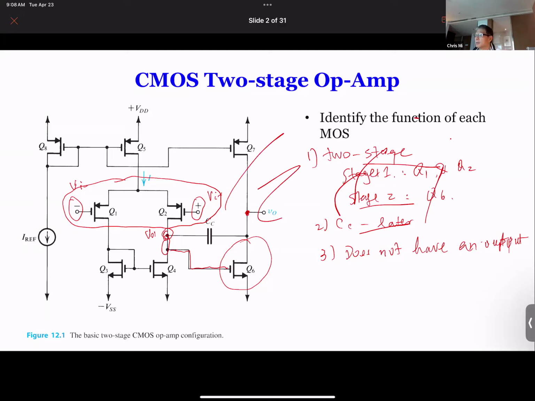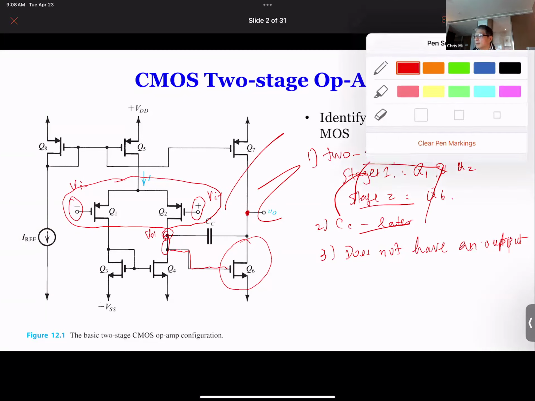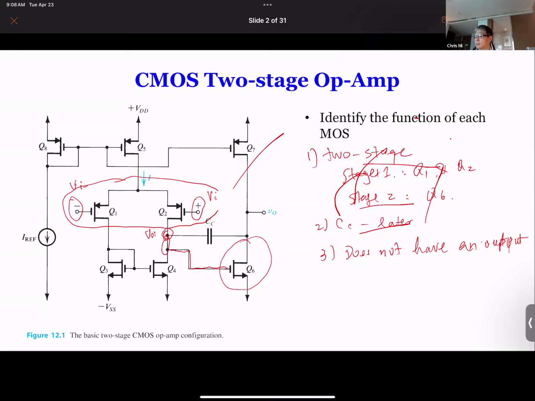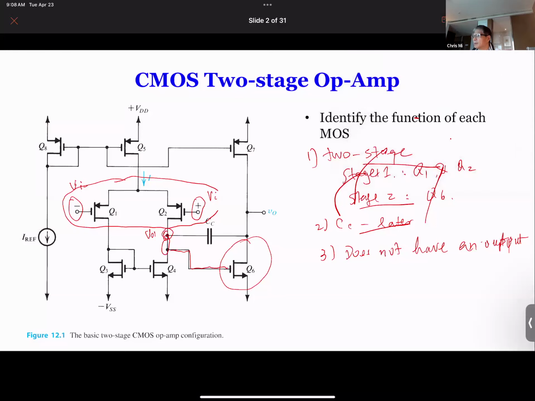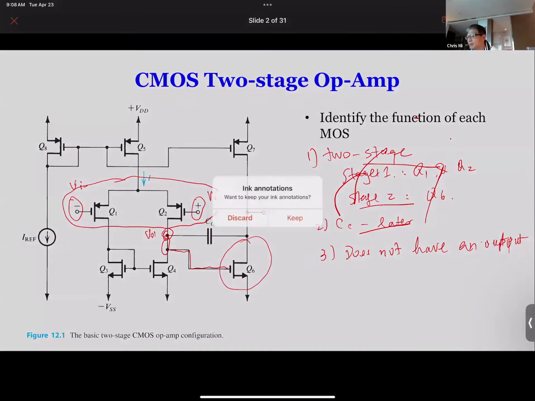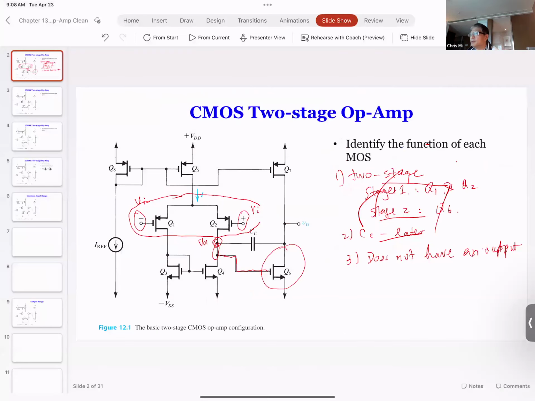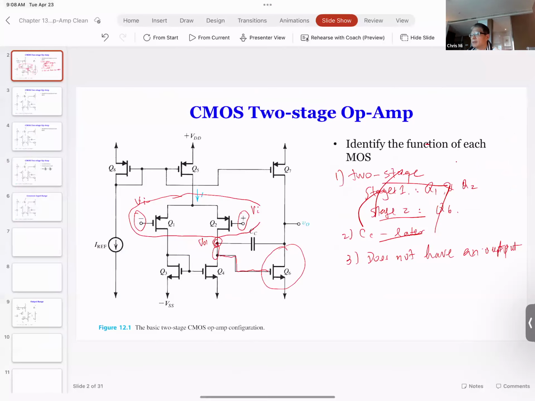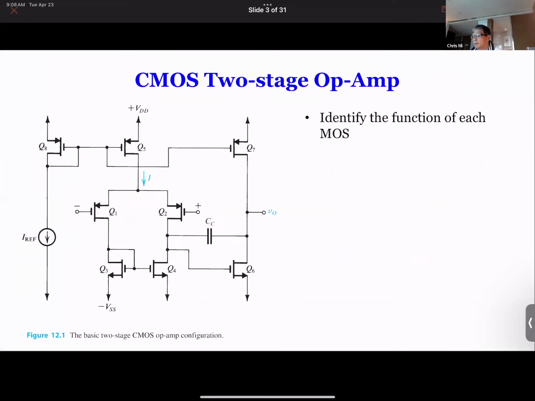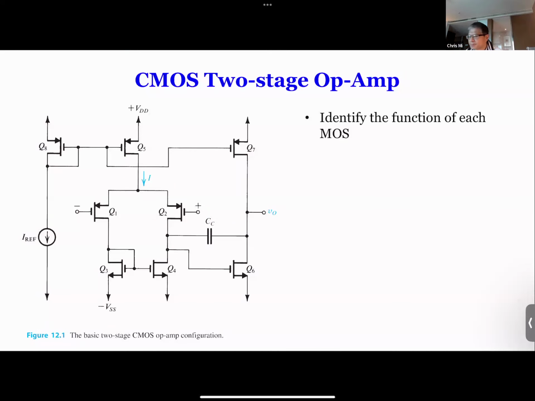Oops. What happened? Sure. So we need to... interesting. Okay. So we need to identify the function of other transistors. For some reason the slide is not spinning, so let me redo. Sorry about that.